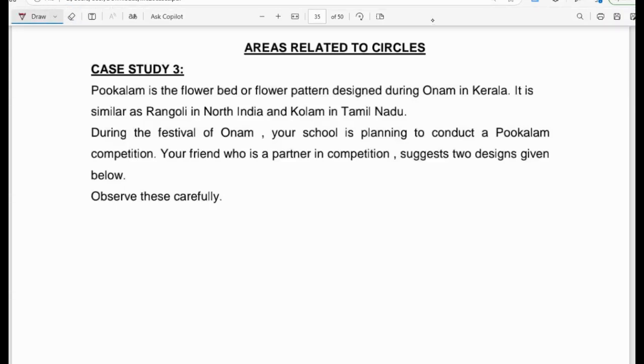Today we are going to discuss a case study of 10th standard area related to circles questions. Pookalam is a flower bed or a flower pattern designed during Onam in Kerala. It is similar to Rangoli in North India and Kolam in Tamil Nadu. During this festival of Onam, your school is planning to conduct a Pookalam competition. Your friend, who is a partner in the competition, suggests two designs given below.